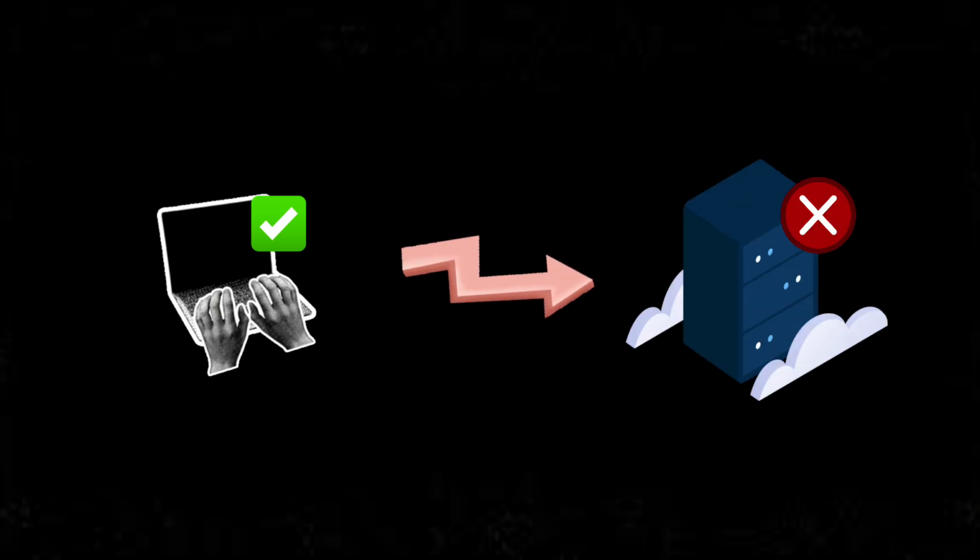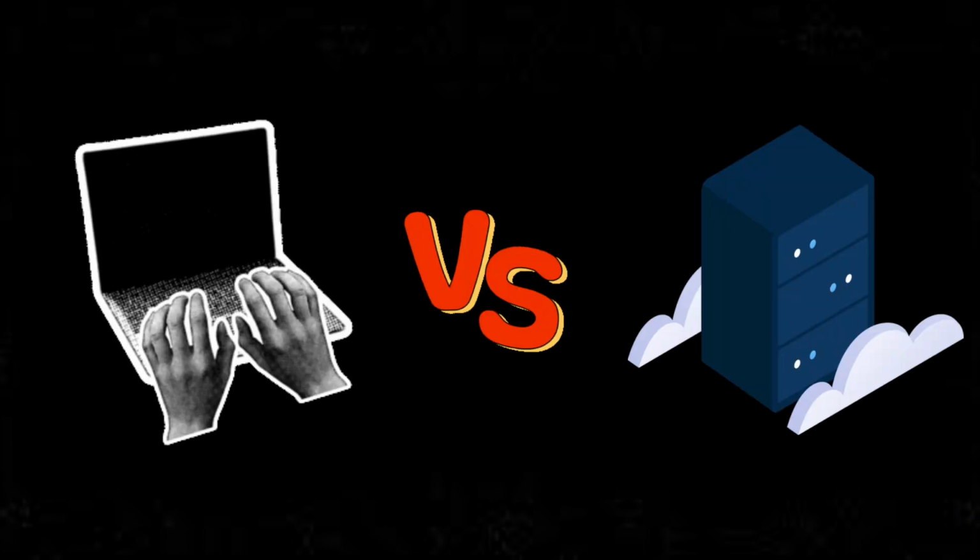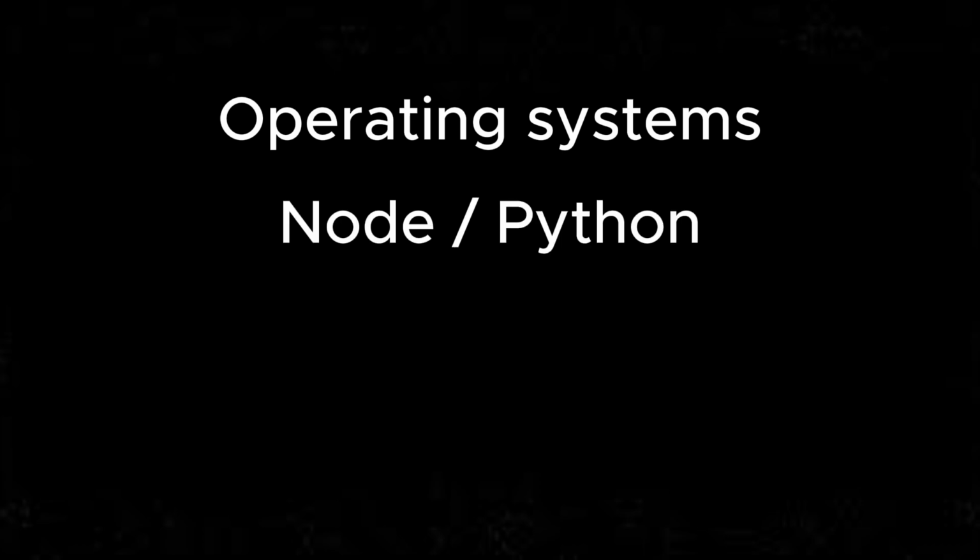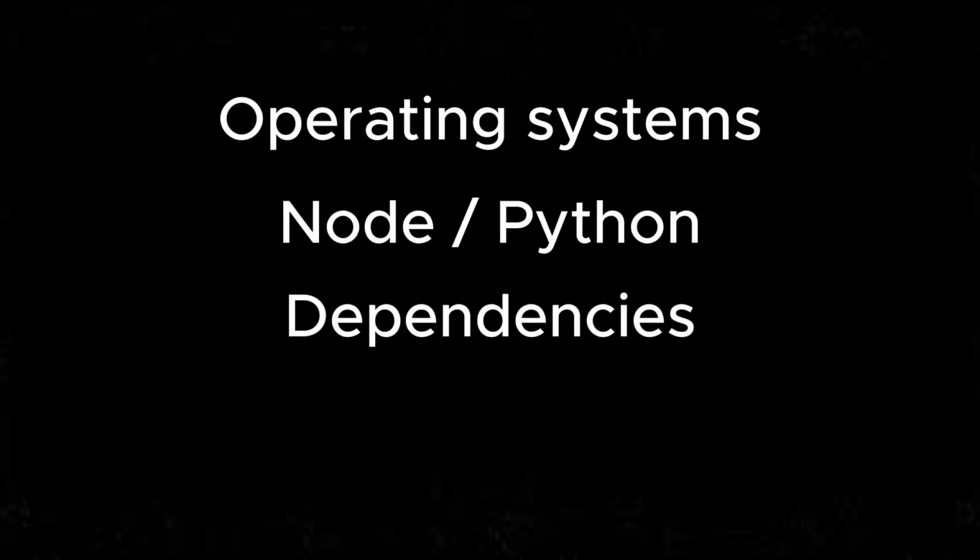No fluff. Let's go. Here's why "it works on my machine" is the most expensive sentence in software. You write code on your laptop, you test it, it works perfectly. Then you deploy it to a server and it breaks. Why? Because your laptop and server are different. Different operating systems, different versions of Node or Python, different dependencies installed, different environment variables altogether.